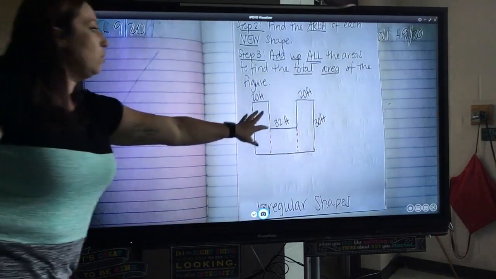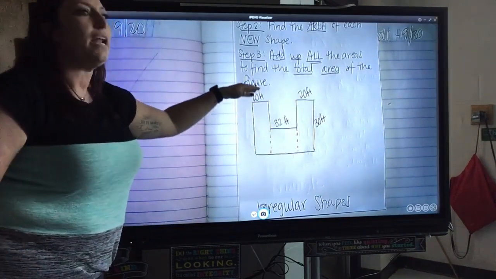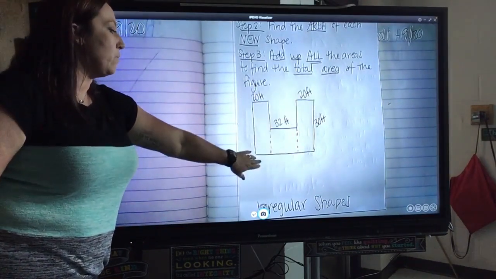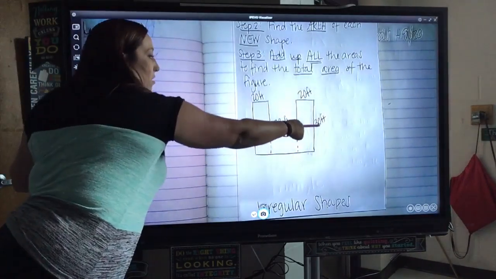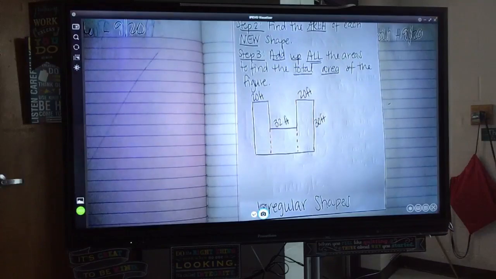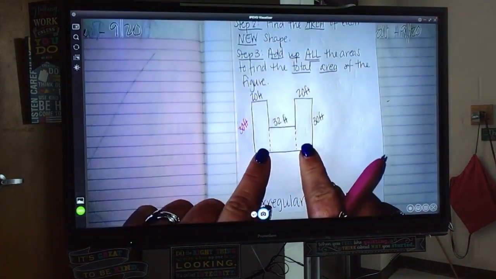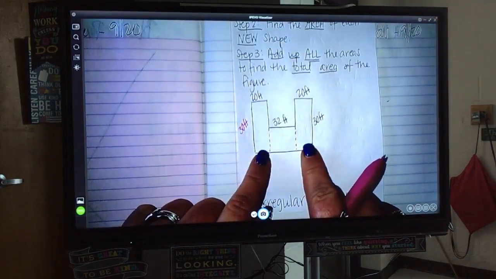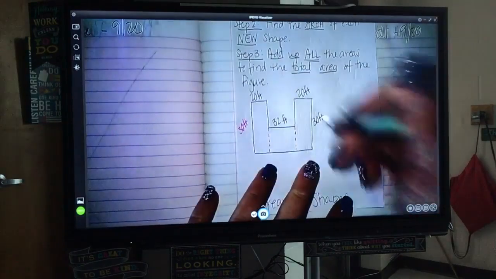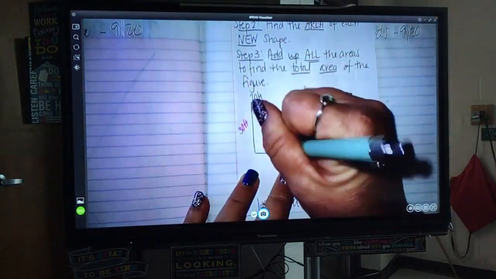So if I know that this side is 20 and that side is 20, then I've got to know that this side is 20 and this side is 20. So then if this side is 30 and that side is 30, what do I know about this side and this side? 30. They're all 30. Which means that's less math I have to do because these two are the exact same shape. So we're gonna number, this is gonna be number 1, this is gonna be number 2, and this is gonna be number 3.